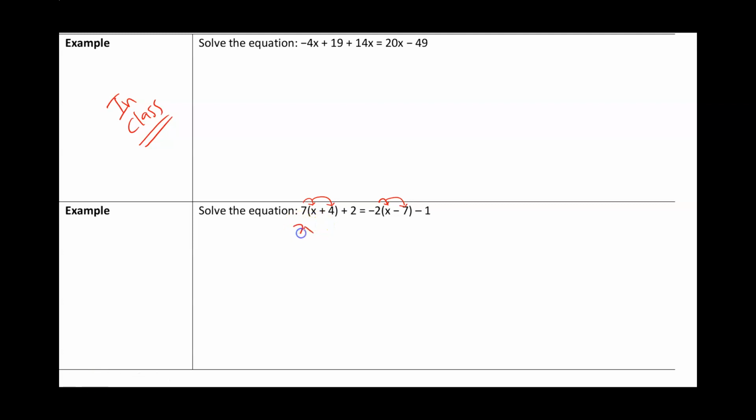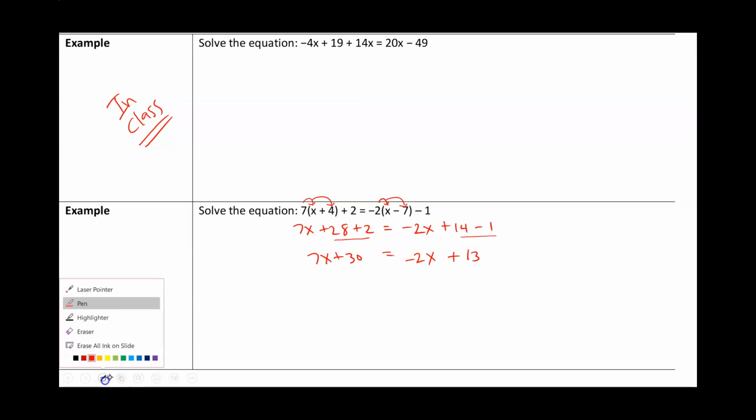This gives us 7x. 7 times 4 is 28 plus 2. Negative 2 times x is negative 2x. Remember that a negative times a negative is a positive, so it's a positive 14 minus 1. If I combine my like terms, I get 7x plus 30. I got 28 plus 2. And on the right side, I have negative 2x plus 13, 14 minus 1. Those are my like terms.